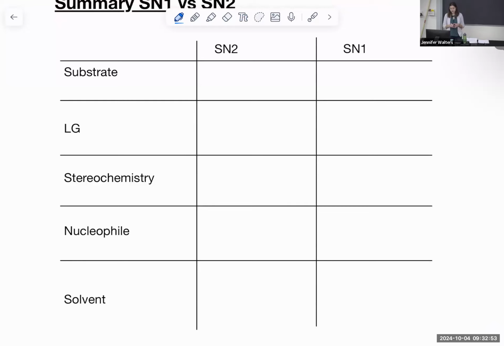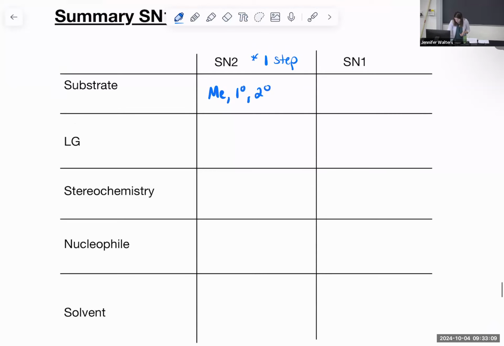So our SN2 reaction, the substrates that it likes are the methyl substrate, the primary, and the secondary. We said that it does not happen for tertiary. And SN2, we'll remember, is one step. And you get that backside attack, which we'll talk about in the stereochemistry part. SN1 is our two steps, and remember that we get carbocations. So the substrates that are favored for SN1 are going to be those secondary and tertiary because they stabilize the positive charge. They stabilize that carbocation.